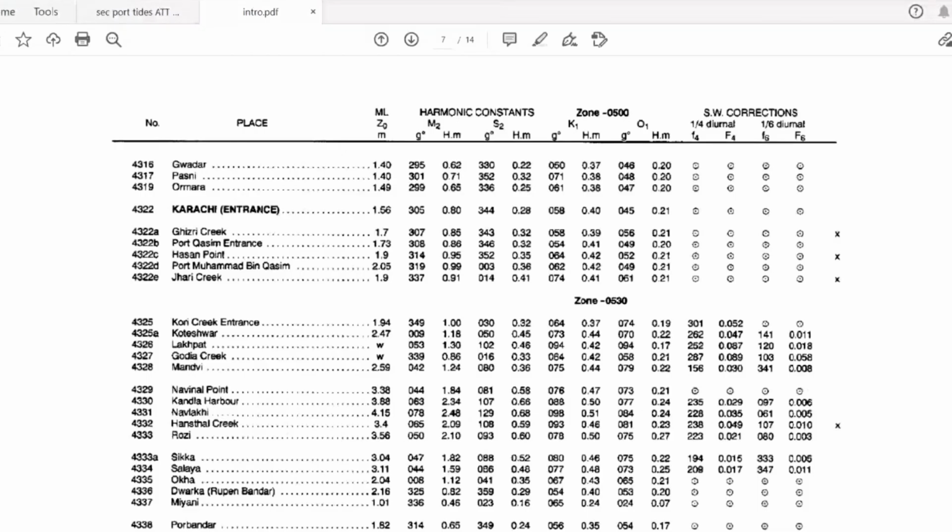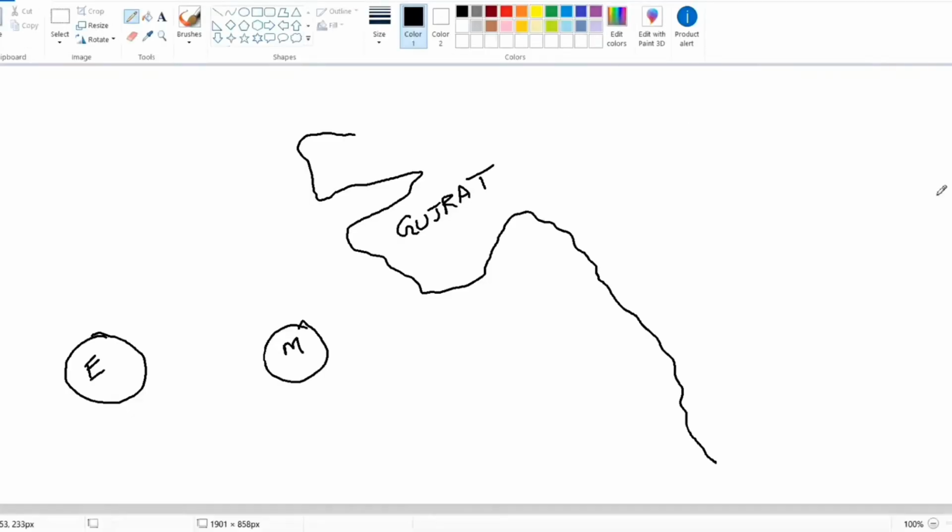So if you have earth here... Sir, we can still see only the PDF. Acha, you're not seeing this. Okay, I think I have not shared it with you. Can you see now? Yes, sir.